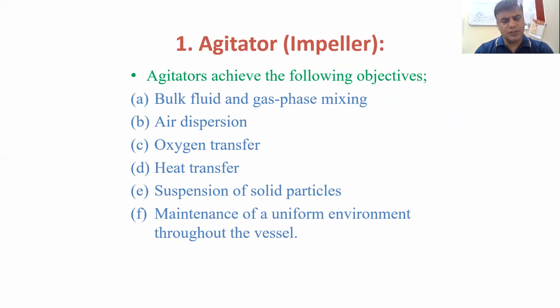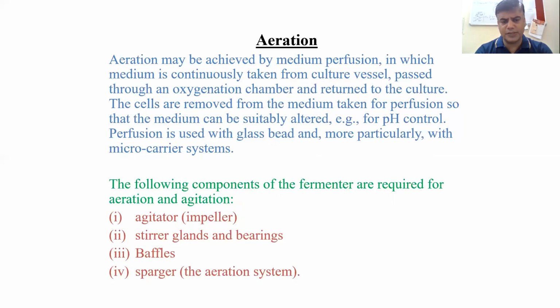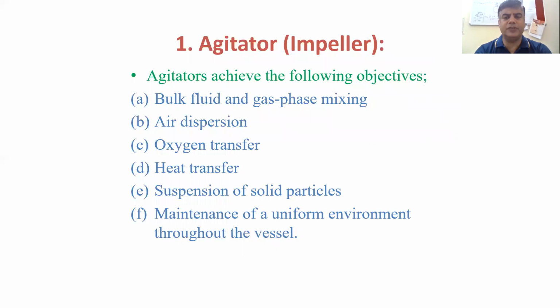If we discuss these aeration components, not process components, first we take the agitator, the impeller. The agitator achieves the following objectives: bulk fluid and gas phase mixing, air dispersion, oxygen transfer, heat transfer, suspension of solid particles, and maintenance of a uniform environment throughout the vessel. So the main objectives of the agitator or impeller are mixing, air dispersion, oxygen transfer, heat transfer, and maintaining a uniform environment throughout the vessel.